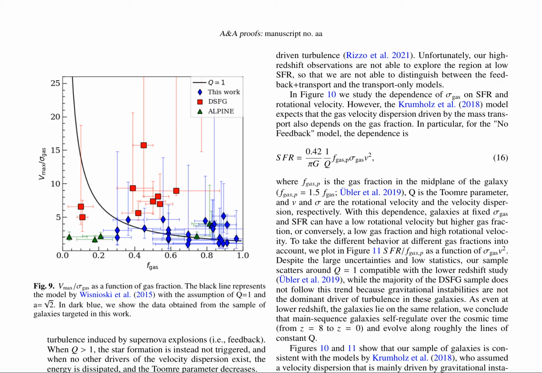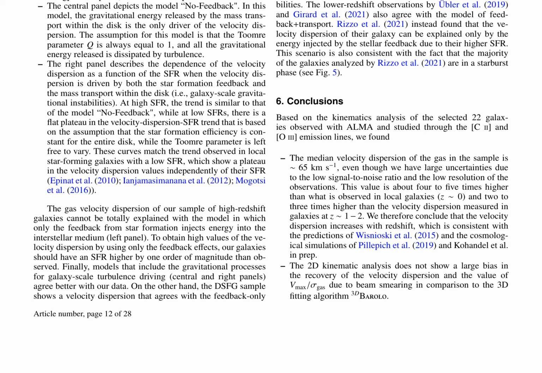The study of gas velocity dispersion in high redshift galaxies reveals a median velocity dispersion of approximately 65 km s^-1, significantly higher than local galaxies and those at z = 12. The kinematic analysis using 2D and 3D fitting algorithms shows no significant bias in the recovery of velocity dispersion and Vmax/σ_gas due to beam smearing. The Vmax/σ_gas ratio as a function of redshift and stellar mass indicates that high redshift galaxies exhibit higher velocity dispersion than their low-redshift counterparts, regardless of their stellar mass.